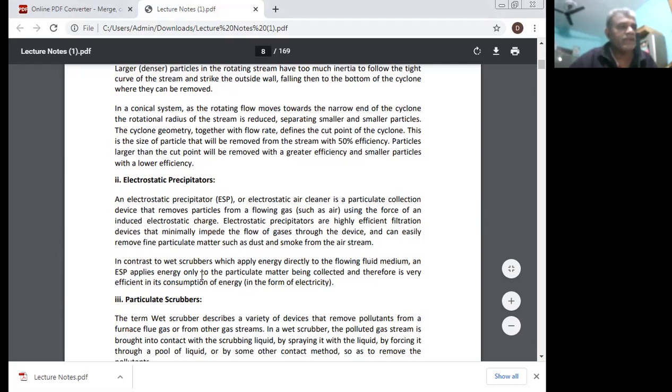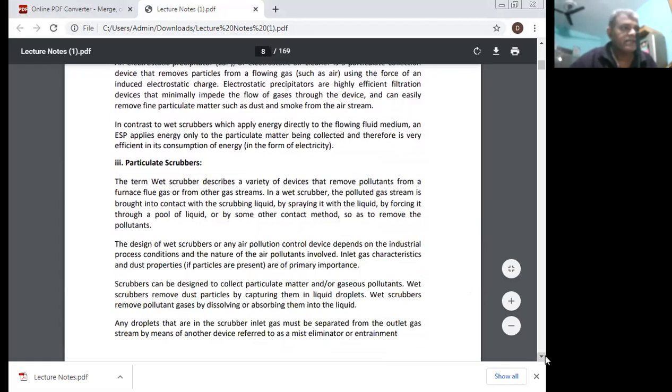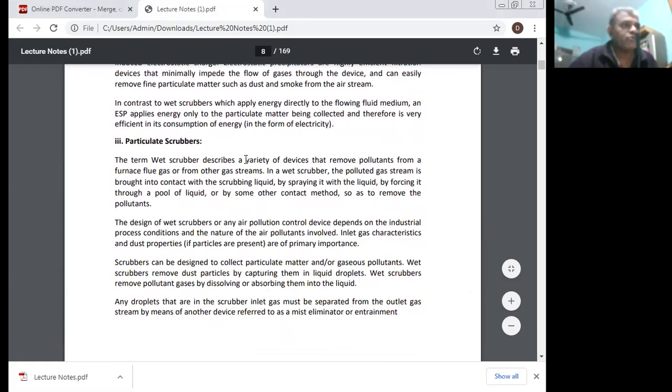In contrast to the wet scrubber, which applies energy directly to the flowing medium, an ESP applies energy only to the particulate matter being collected and is therefore very efficient in its consumption of energy in the form of electricity. Number three, particulate scrubbers. The term wet scrubber describes a variety of devices that remove pollutants from a furnace flue gas or from other gas streams.